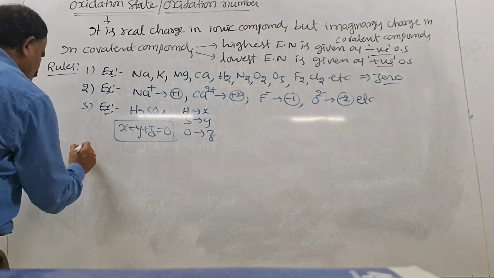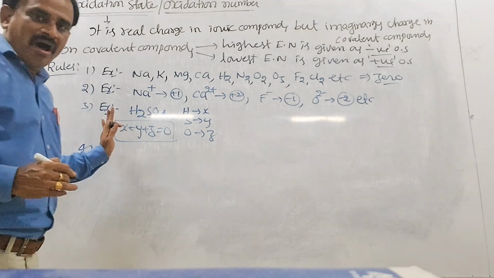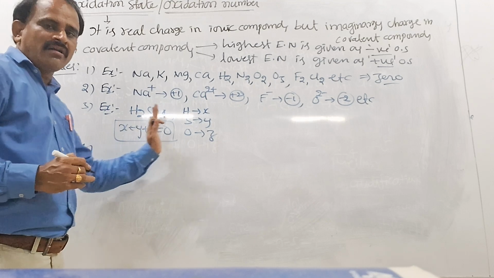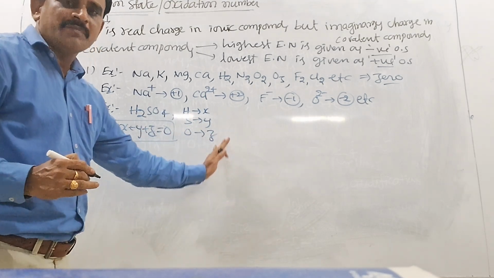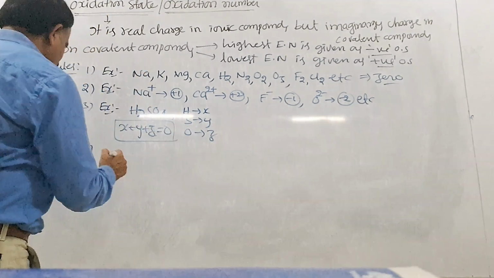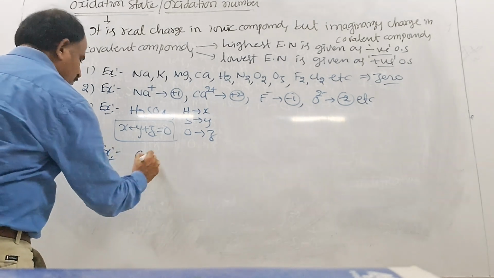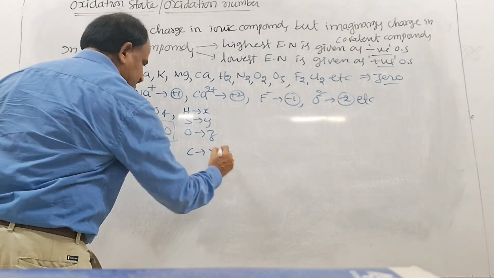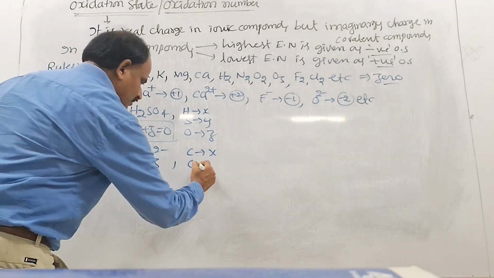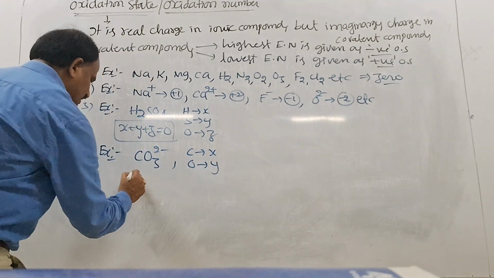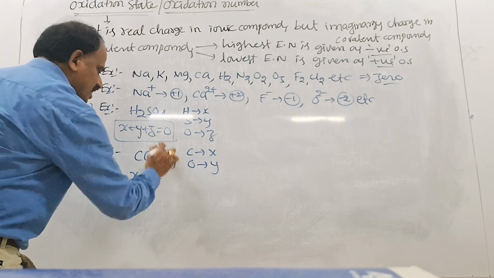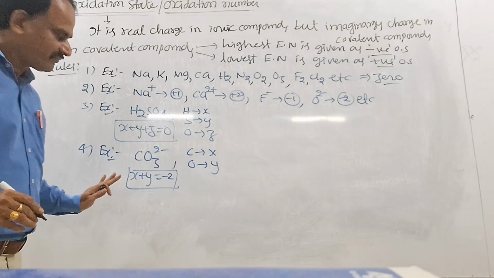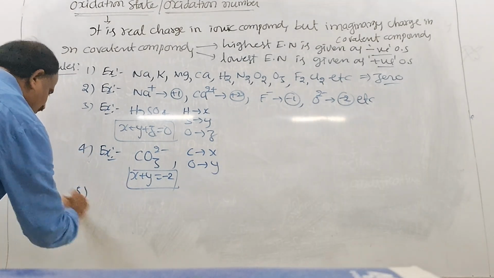Okay. Let's go for rule number 4. For polyatomic ions, the sum of the oxidation states of all elements is equal to the charge present on the ion. For example, carbonate ion CO3 2-. Now, carbon taken as X and oxygen taken as Y. The sum of X plus Y equals what is the charge present here? -2. Then X plus Y equals -2. Okay, rule number 4.